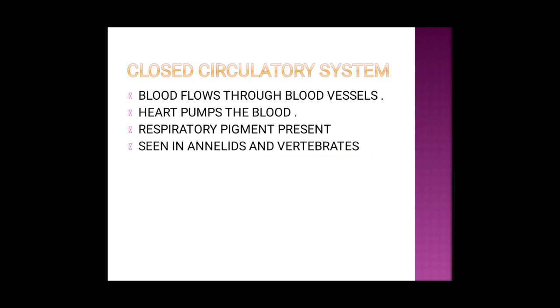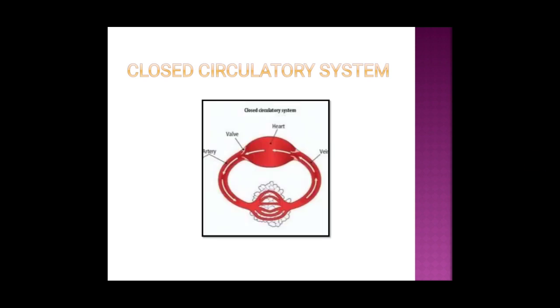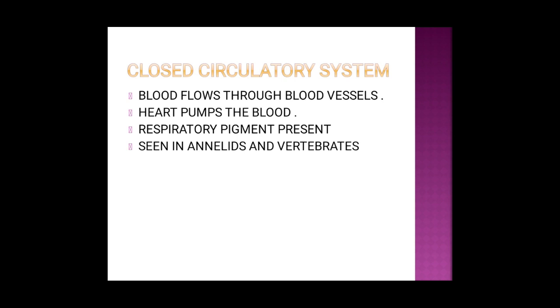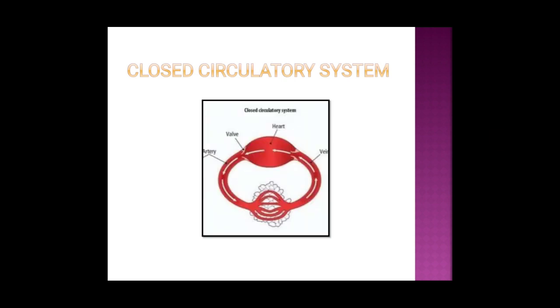When I was discussing the human circulatory system, we studied the closed circulatory system, where you have the heart, the arteries, the capillaries, and veins, and the veins take blood back to the heart. So that is an example of a closed circulatory system. Here is a diagram where you can see the entire parts are connected. So in a closed circulatory system, the blood remains closed within the blood vessels. They don't fill the body cavity.